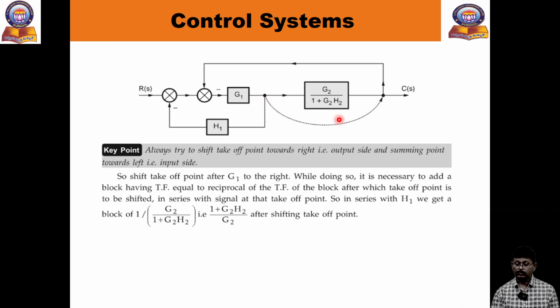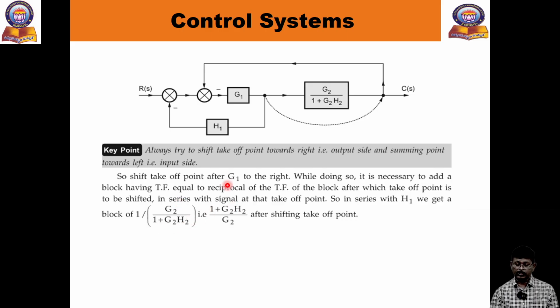When you shift it here, what will happen? Before, it was only multiplied with G1 only. When you shift here, you have to multiply with the same value. In the feedback path only G1 would come, but when shifting here, this G2 block is also added to this one. In that case, what will happen? You have to divide by that value, 1 by G2 by 1 plus G2 H2.